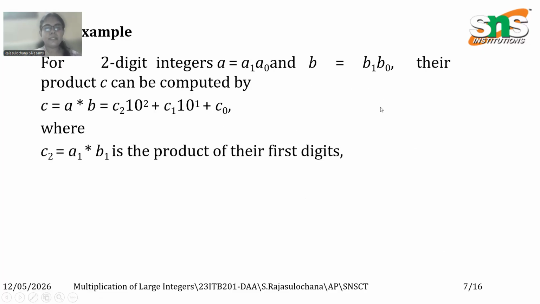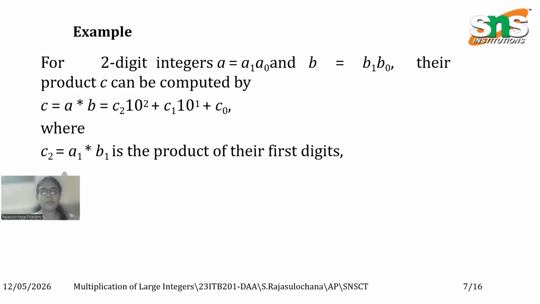So for a two-digit integer, A equal to A1 into A naught and B equal to B1 into B naught, the product C can be computed by C equal to A star B, which is equal to C2 into 10 power 2 plus C1 into 10 power 1 plus C naught, where C2 is A1 into B1, which is the product of their first digits.